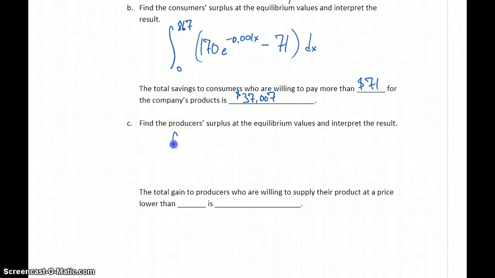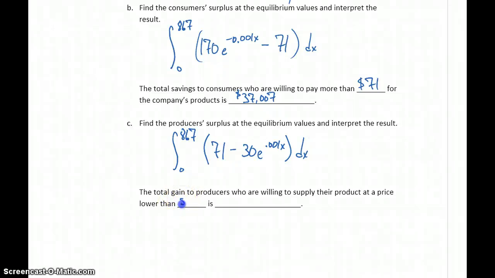For the producer surplus, we would integrate from 0 to 867 again, except this time we would be taking that equilibrium price minus our price supply equation, so the total gain to producers who are willing to supply their product at a price lower than $71, that equilibrium price, is the result we would get from this integral, $20,164.